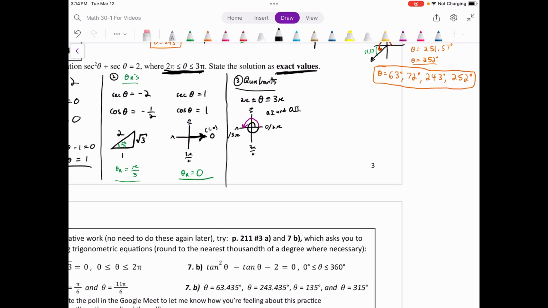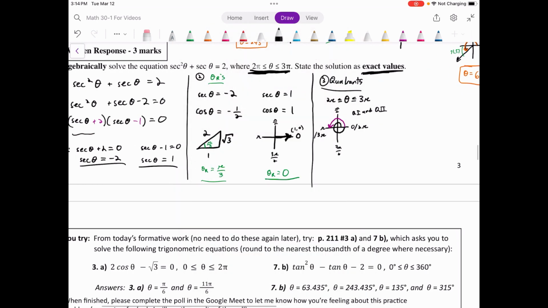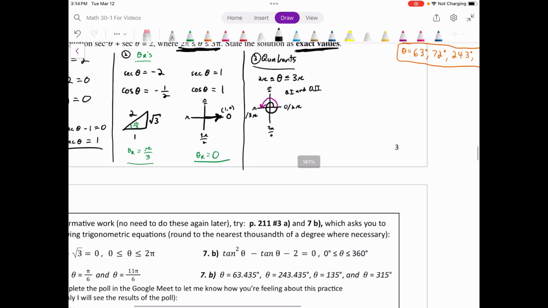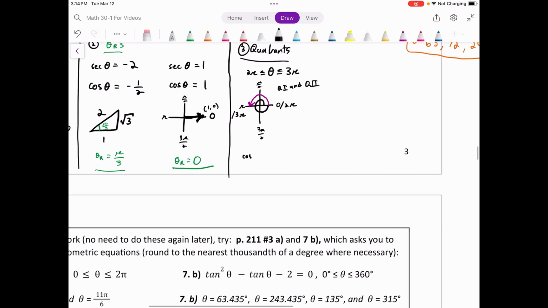Okay, so for cos equals, or secant equals -2, or cos equals -1/2, same thing, okay? Cos is negative, and that happens in quadrants 2 and quadrant 3.